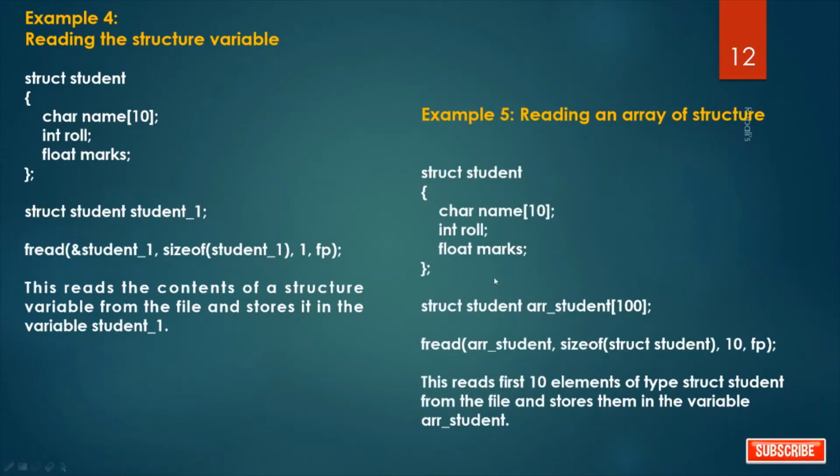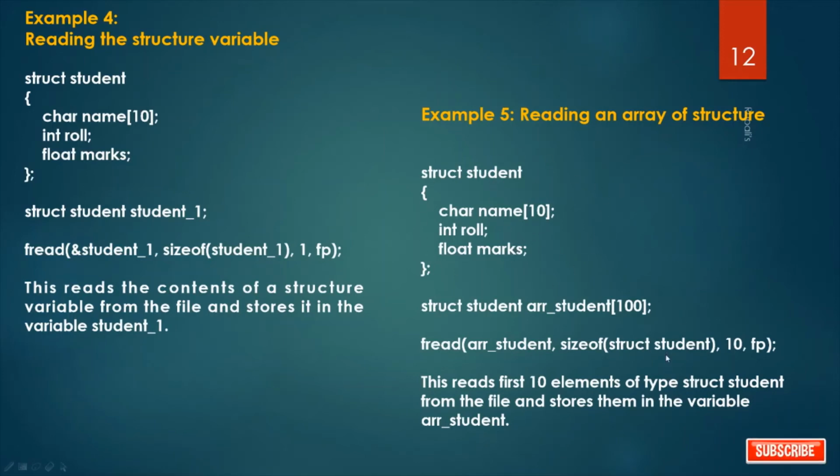Now example number 5, reading an array of structures. So again I define that structure student. Now here I declare one array of structures. You have to write struct student ARR_student[100] for 100 students. So what is the syntax of fread? You have to write fread, then the base address of this array, ARR_student. The array name means the base address of the array. Then the size of this structure, sizeof(struct student).